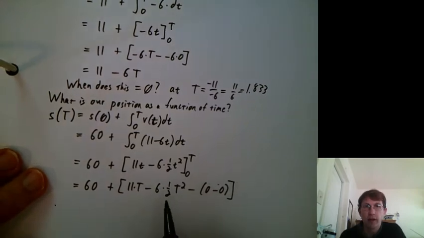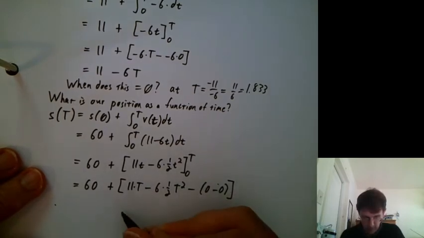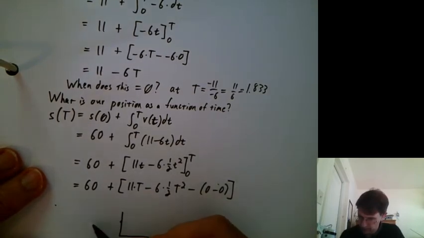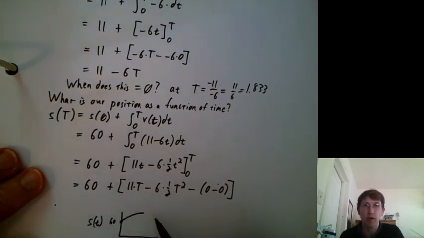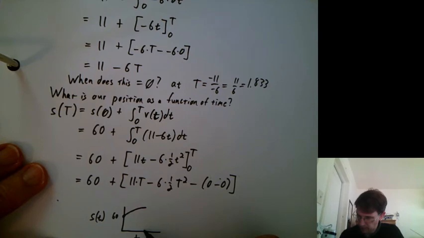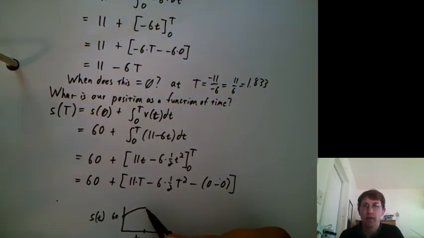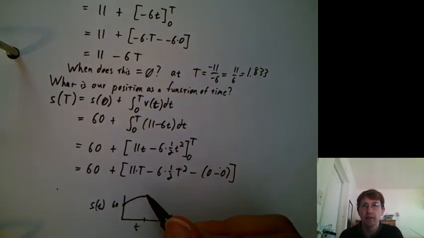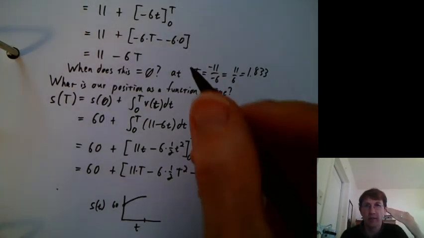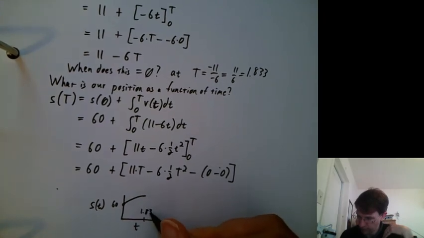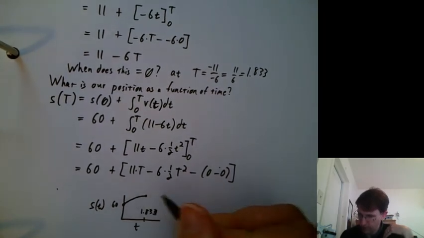So what shape is that? We've got a t squared with a negative on it, so it's an upside down parabola. So we know this is S of t, it starts at 60 and increases up to some maximum. And where is that maximum? It would be where the derivative of s is 0, a flat tangent line. Where is the derivative of s 0? Well, the derivative of s, the position, is the velocity, and we know where that's 0. So that's at 1.833.